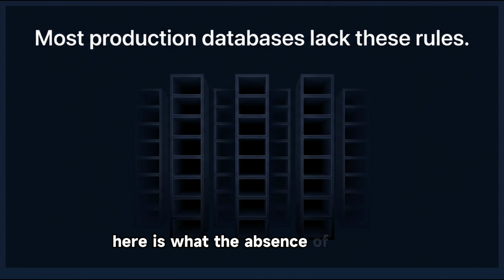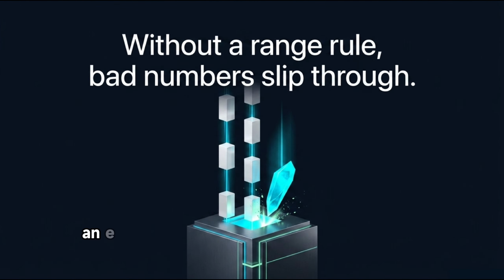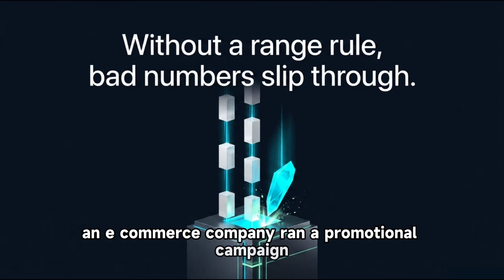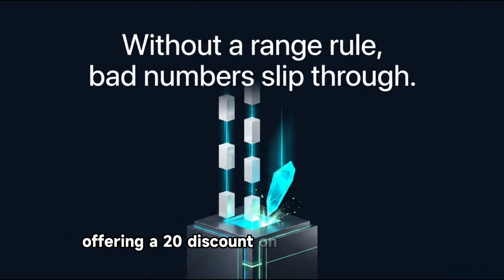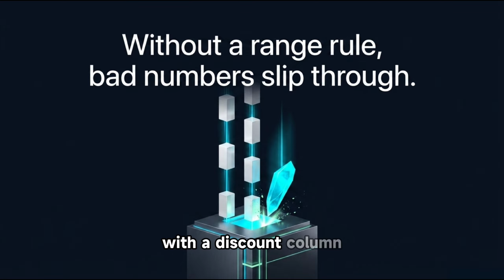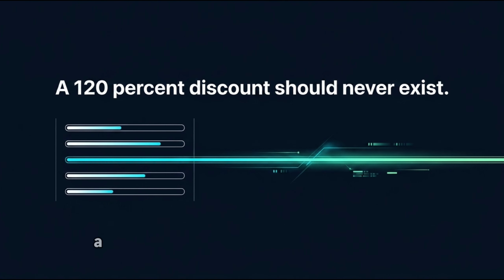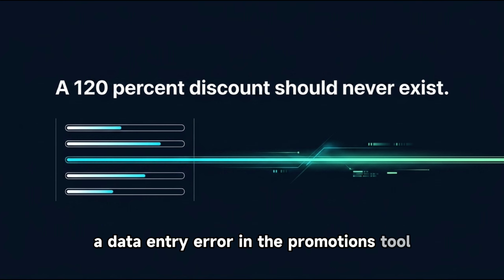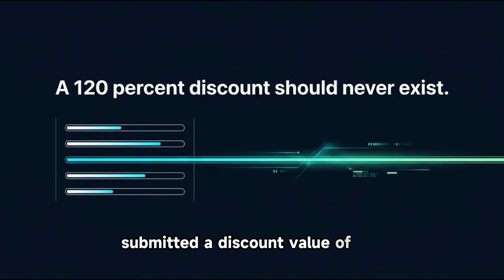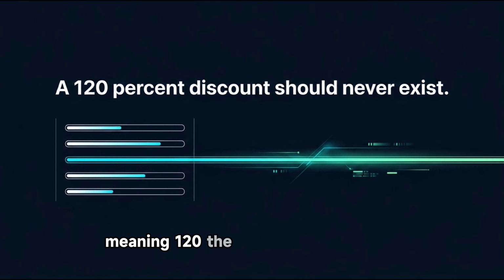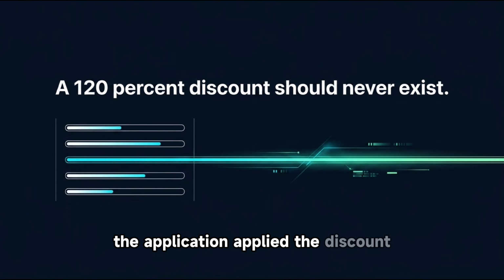Here is what the absence of a range constraint looks like in practice. In 2019, an e-commerce company ran a promotional campaign offering a 20% discount on selected products. A developer built the discount system with a discount column stored as a decimal, the right type. No value constraint was applied. During the campaign, a data entry error in the promotions tool submitted a discount value of 120, meaning 120%. The database accepted it.